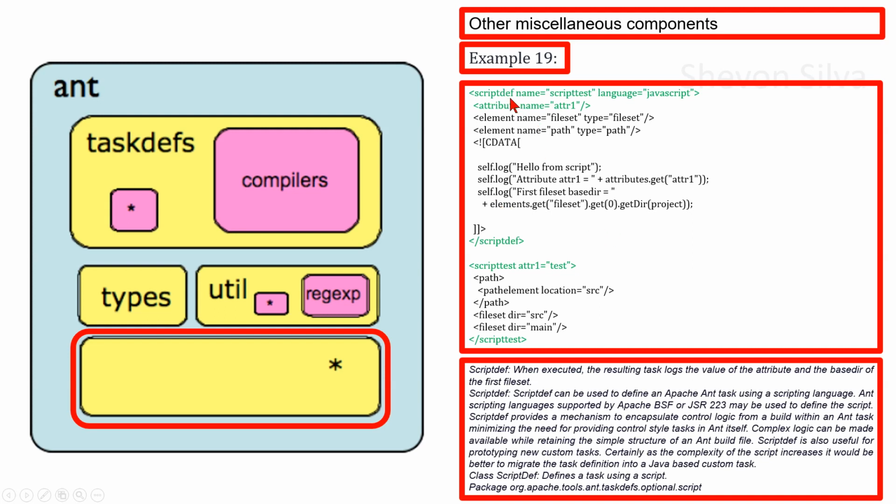Script def can be used to define an Apache Ant task using a scripting language. Scripting languages supported by Apache BSF and JSR 223 may be used to define the script. Script def provides a mechanism to encapsulate control logic from a build within an Ant task, minimizing the need for providing control style tasks in Ant itself. Complex logic can be made available while retaining the simple structure of an Ant build file.